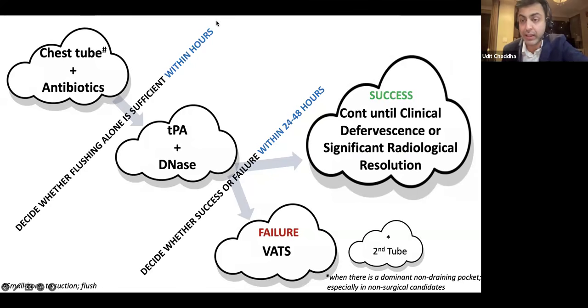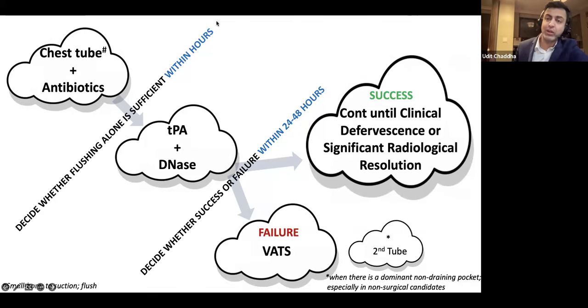Again, we are not de-escalating based on the bug we grow, unless it's something that tends to be monomicrobial like strep pneumo. We are continuing patients on broad spectrum antibiotics like co-amoxiclav if they have routine strep or anything growing to cover anaerobes, as many of these infections tend to be polymicrobial.